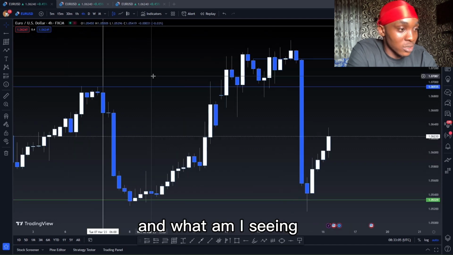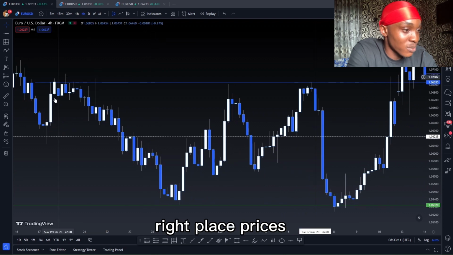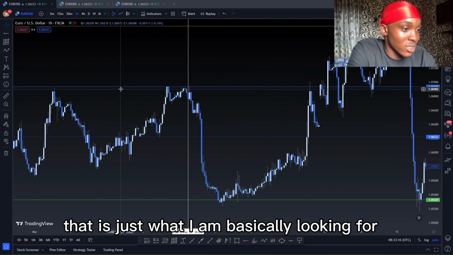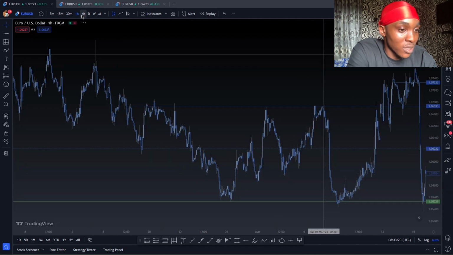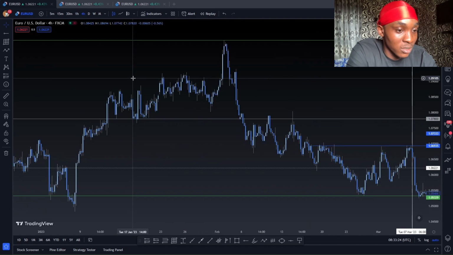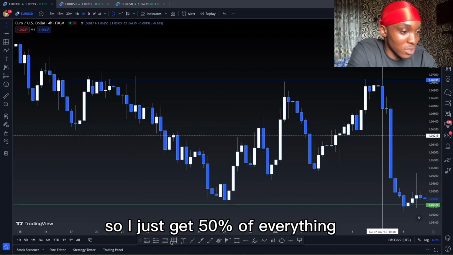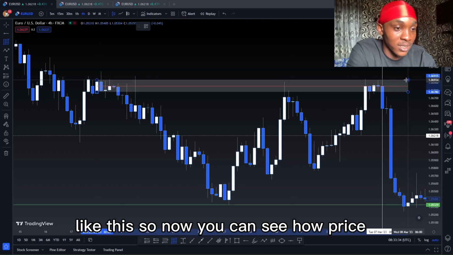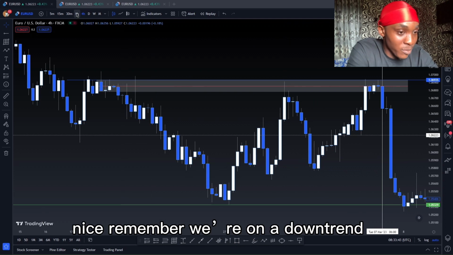4-hour time frame. And what am I seeing on the 4-hour time frame? Now looking for consolidation points, right? Price actually consolidated before it dropped, right? That is just what I am basically looking for. So down to the 4-hour time frame, I just used my rectangle tool. Sometimes I like using the Gann box, so I just get 50% of everything. I just mark out that whole range and I have price like this. So now you can see how price first touched here the first time, and so it came back again. Nice. Remember, we're on a downtrend.